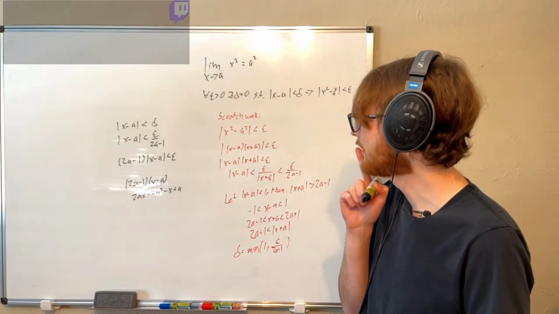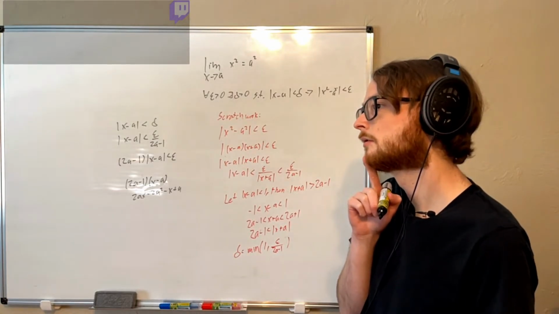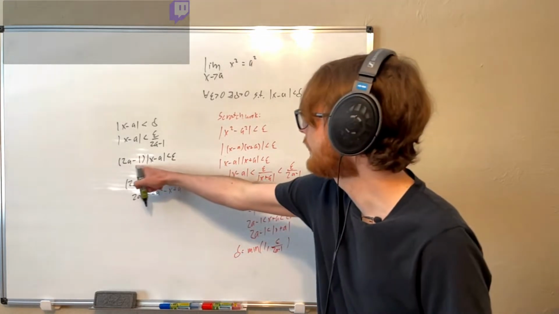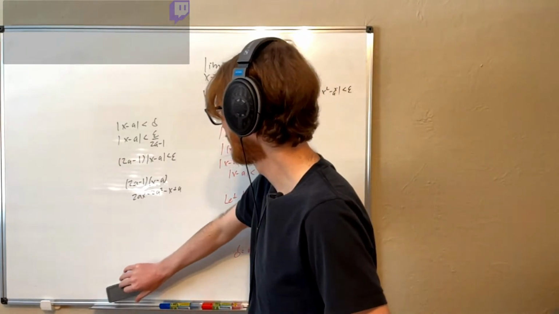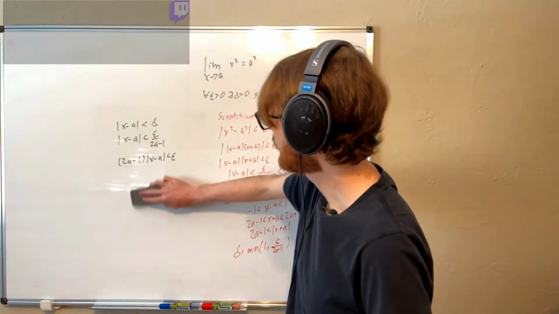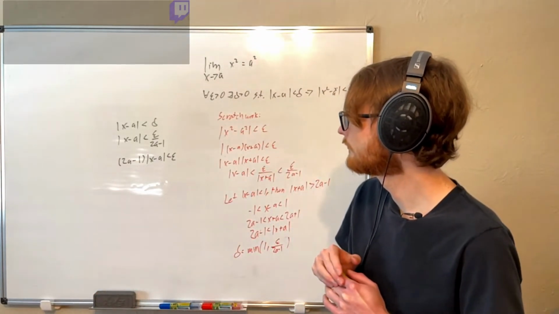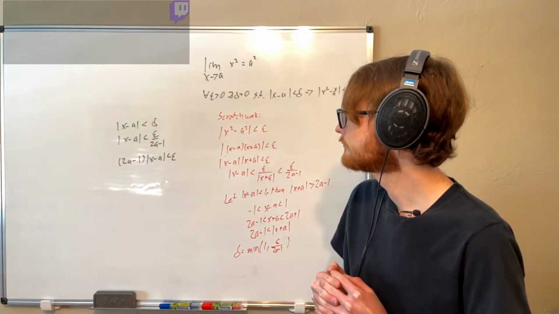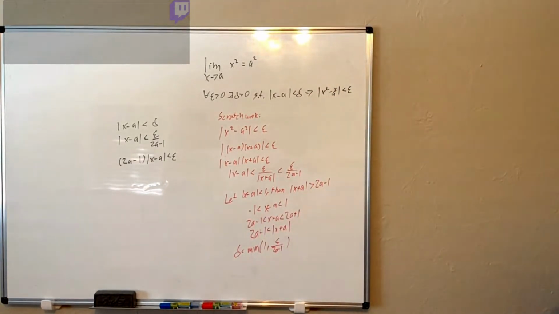Maybe this isn't the key. Maybe we want something that's less than this that behaves the way that we want it to. What could we name here? Because otherwise our inequality doesn't work.